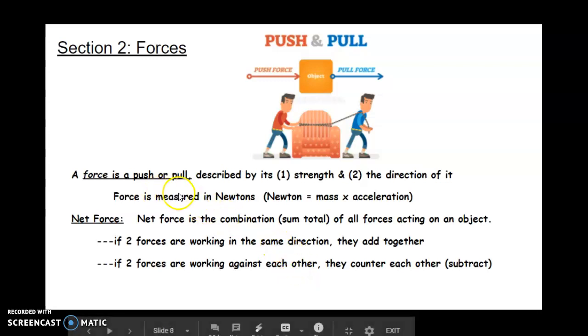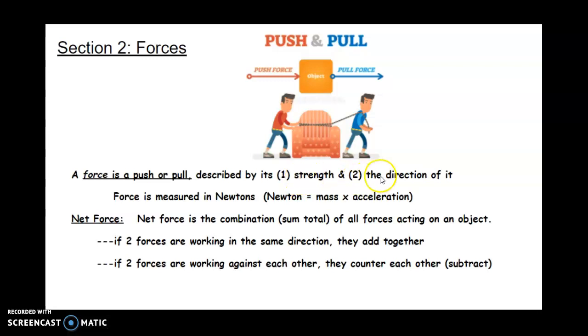So a force is a push or a pull described by 1, its strength, and 2, the direction of it. So he might be pushing with a force of, we use newtons to describe force, so he might be pushing with a force of 10 newtons, and he might be pulling with a force of 12 newtons. And those forces would add together. What's 10 plus 12? That's 22. Overall, the force would be 22 newtons to the right. Okay?